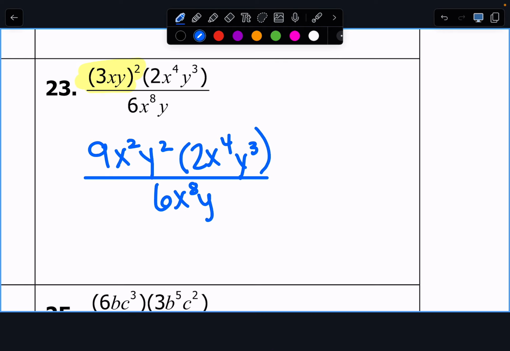All right, now what do we do? We've already done the exponents. P-E, multiply. Let's multiply in our numerator. So now our numerator becomes 9 times 2 is 18. X squared times x to the 4th is x to the 6th. And y squared times y cubed is y to the 5th.